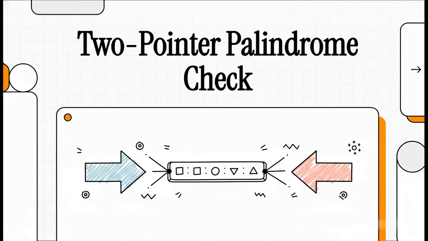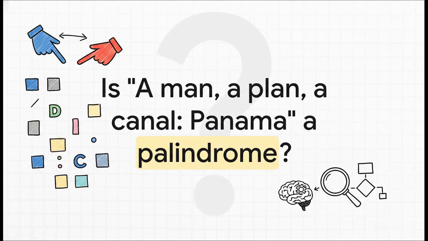All right, today we're diving into a classic coding interview question, but one with a really, really clever solution. We're going to break down how to check for a palindrome using this cool technique called two pointers. Let's jump right in. Okay, so take a look at this famous sentence.